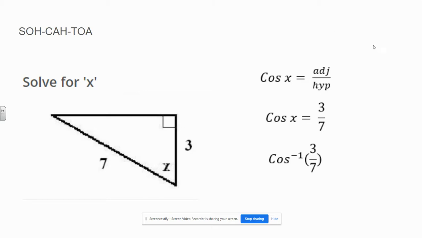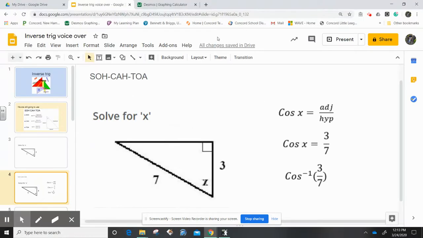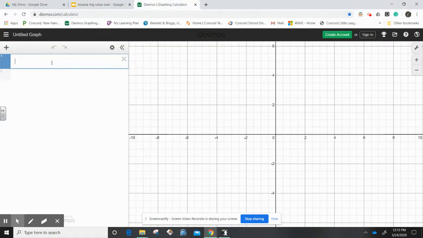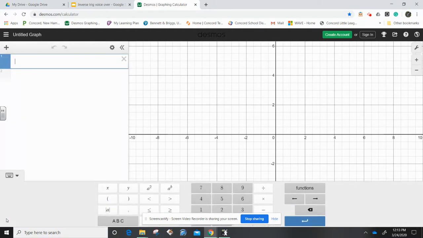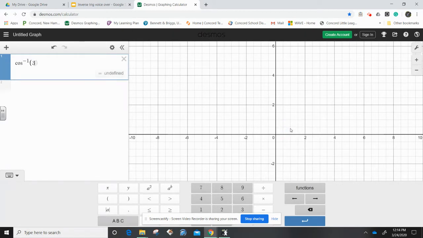So what we're going to do is use something down here called the inverse cosine. Okay, and it's not necessarily a cosine raised to the -1, it's just the way that it's written. So I'm going to go to a calculator and figure out what the inverse cosine of 3/7 is. I'm going to go to my Desmos calculator and do the inverse cosine. The way that you're going to get to that is right down here. I'm going to hit the functions, and I have all these things here. So I'm going to do the inverse cosine, 3/7, and I'm going to get a number right there.